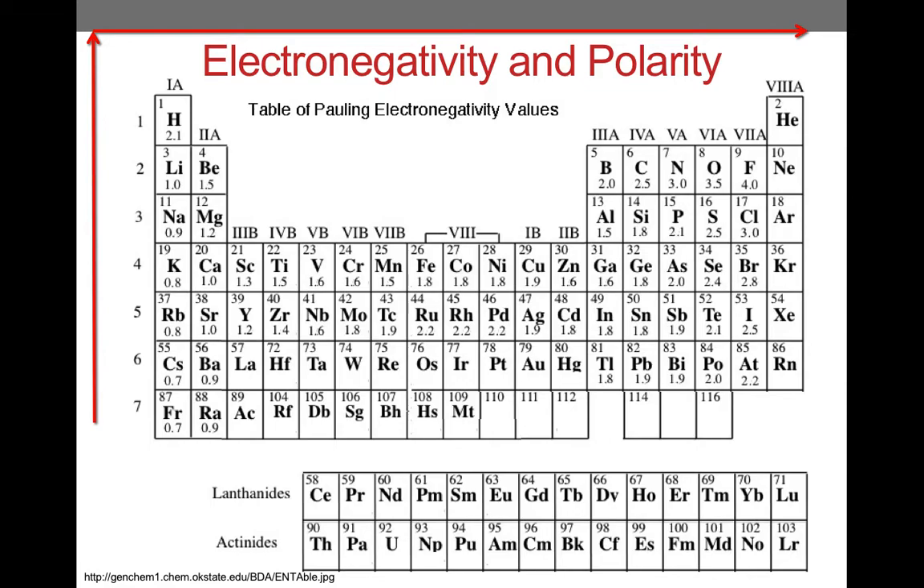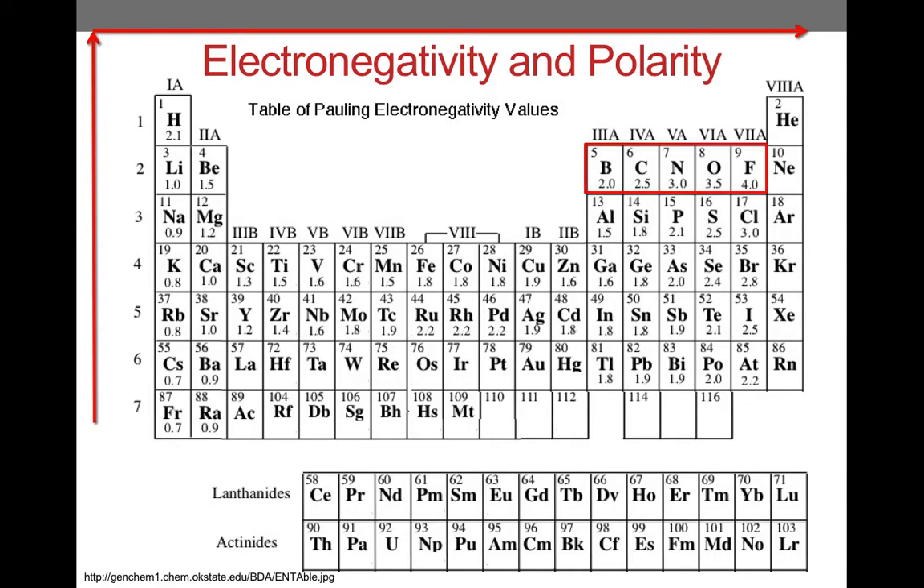Electronegativity is the tendency of an atom to attract electrons. Electronegativity increases as you go up a column and to the right on the periodic table. You do not have to memorize all of the electronegativity values. The few that you need to know for organic chemistry are simple because they follow a simple pattern.